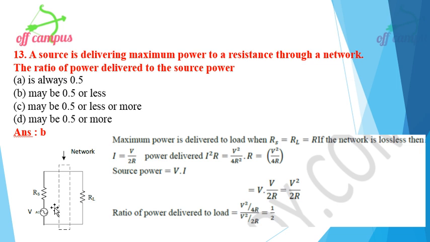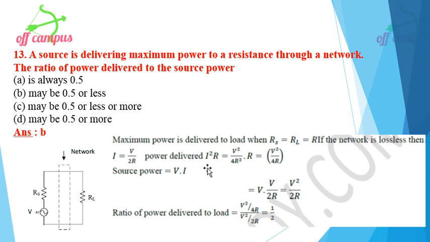So when will the maximum power be delivered to the load? Whenever source resistance equals the load resistance, the maximum power is delivered to the load. This is called the maximum power transfer theorem. So RS equal to RL equal to R. So if the network is lossless, then what is the current? Lossless means I equal to V by 2R, which means that I equal to V by RS plus RL.